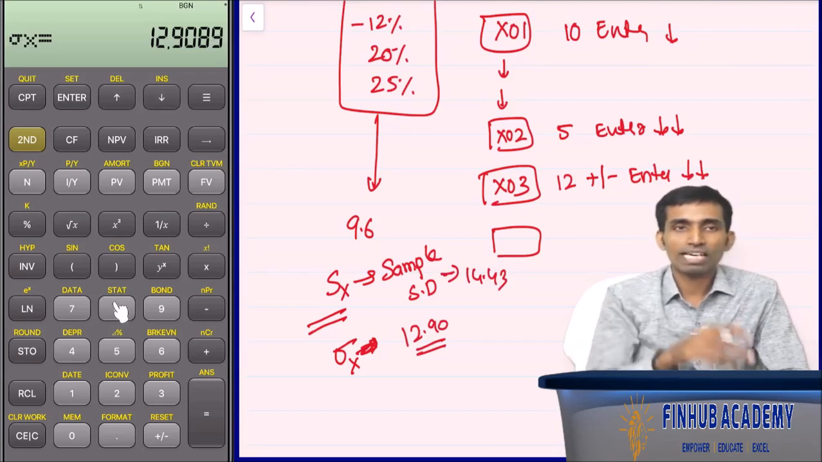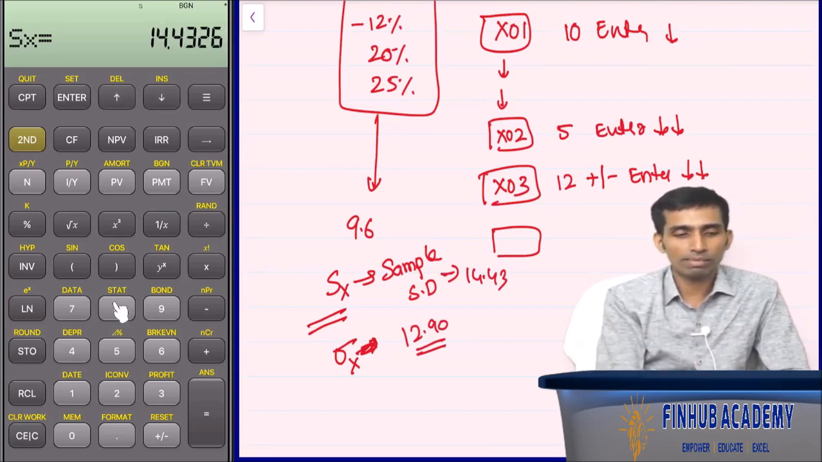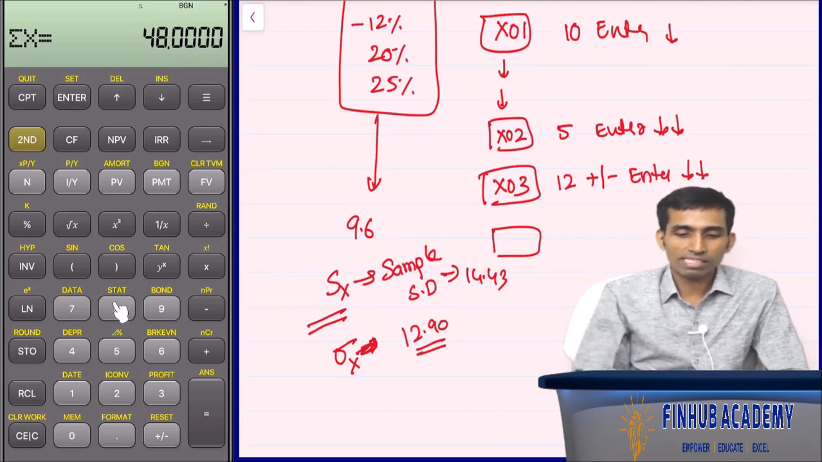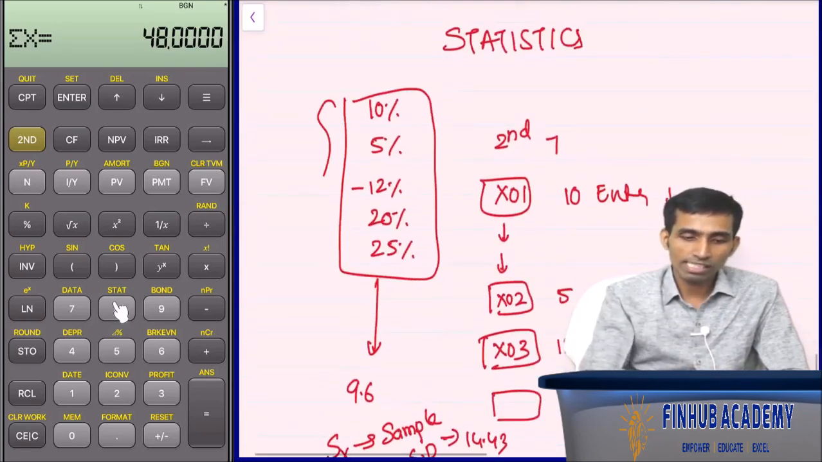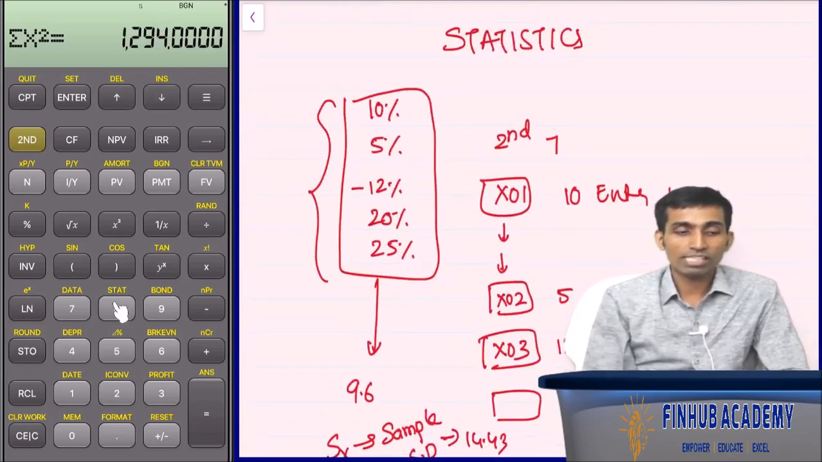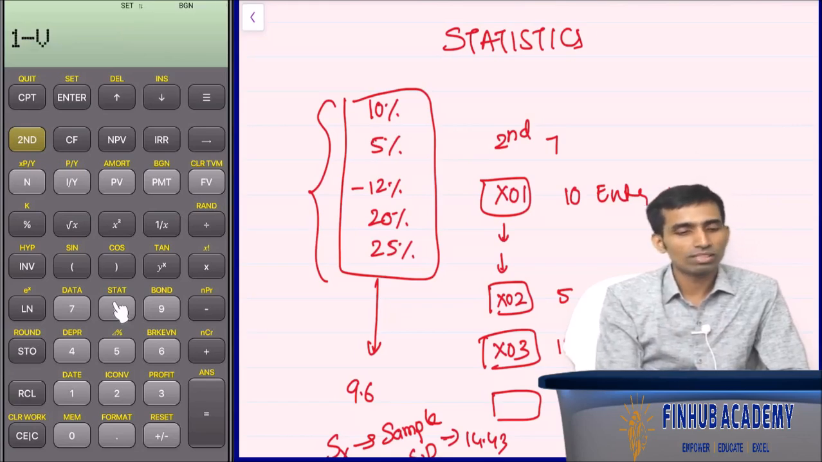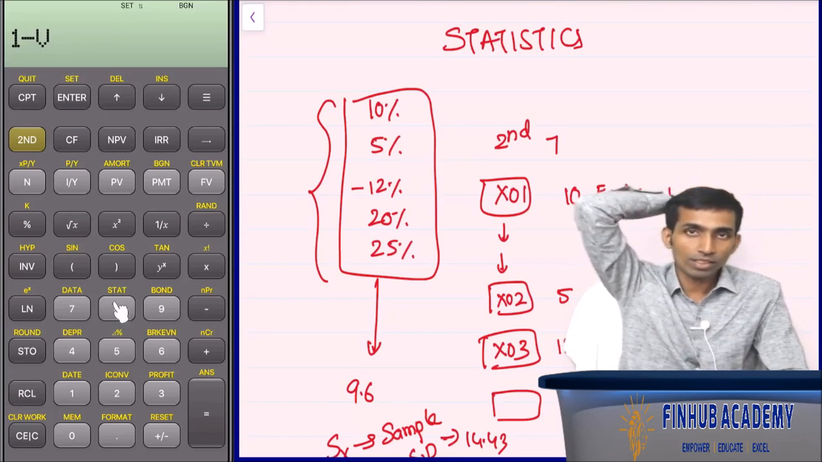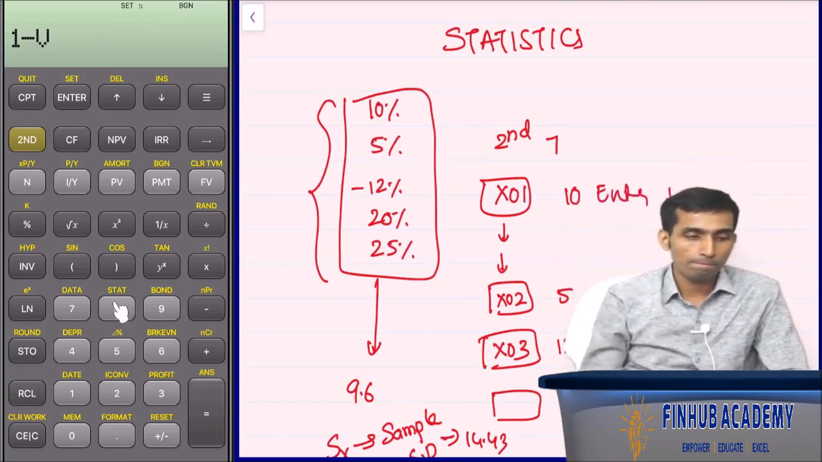I can move using the up and down arrow. Again I go to summation x, the total of this, all this is 48. Again if I go to x square summation, if I go again, go done. Is that clear? Okay, so like this.